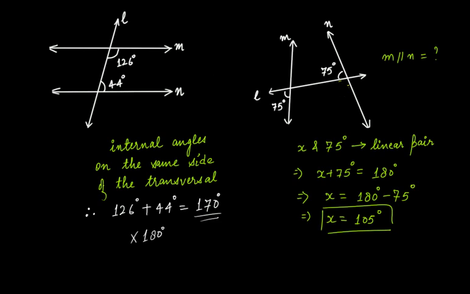This angle is 105 degree. Now this angle, that is 75 degree, in maybe some different color. This 75 degree and this angle are what? They are a pair of corresponding angles.